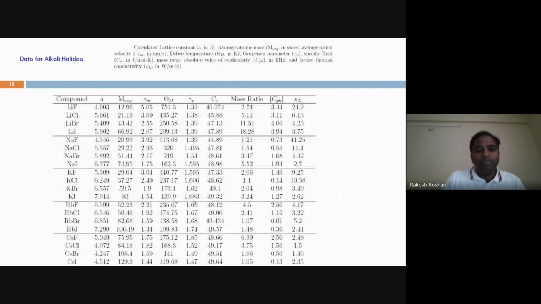And these are all the data that we have got from the work. So lattice constant, average mass, velocities, Debye temperature, gradation parameter, specific heat, mass ratio, and lattice. So in the last column, you can see all the KL values that you have got, and you can see, for example, for CsBr and CsCl, we have almost like 1.5 and 1.46. These are very small. It's almost like very low lattice thermal conductivity values that we have got.